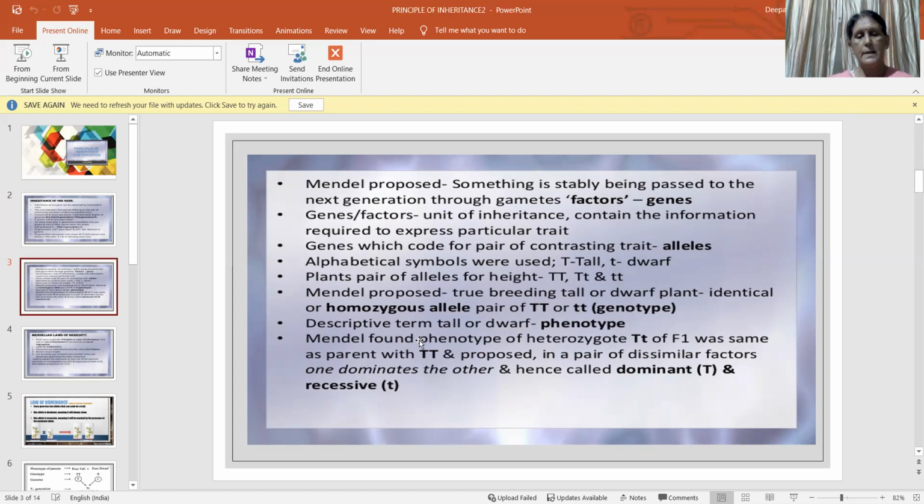And Mendel found that the phenotype of the heterozygous capital T small t F1 was the same as the parent with capital T capital T, and proposed that in a pair of dissimilar factors, one dominates the other, and hence it is called dominant. So when two plants, one tall and one dwarf, are crossed, in the F1 generation which one is dominant? Capital T, or tall, is dominant, while recessive traits are not expressed as a character. Short is not found in the F1 generation, so it is called the recessive trait.